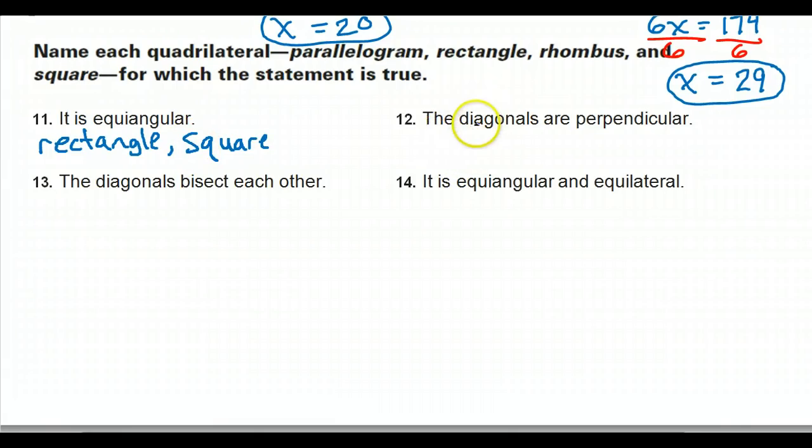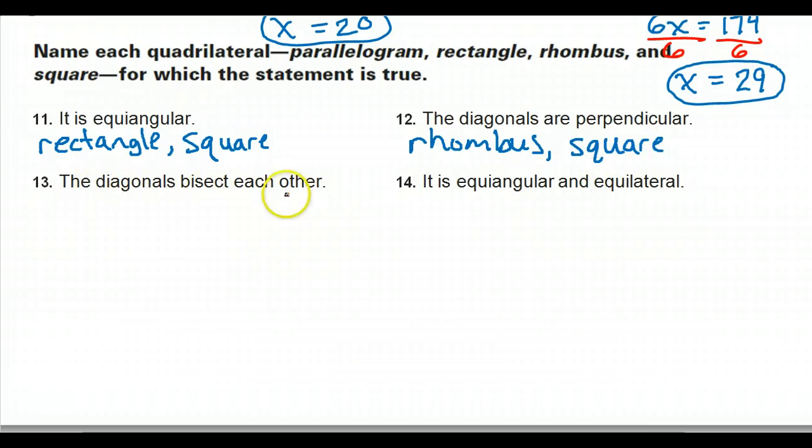Which ones have diagonals that are perpendicular? Well, that's only going to happen when you're looking at a rhombus, because diagonals being perpendicular is part of the special properties of a rhombus. And every square is a rhombus, so that'll be true for a square too, because a square is just a special kind of rhombus.